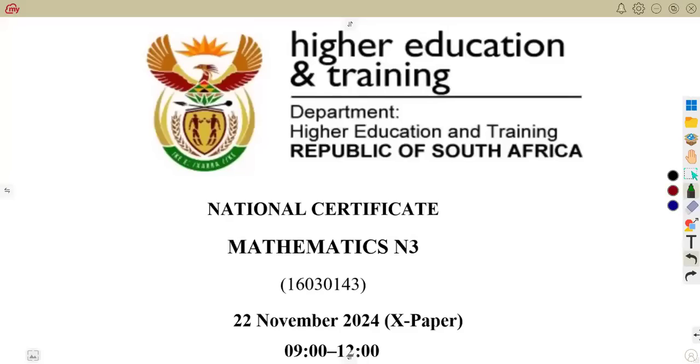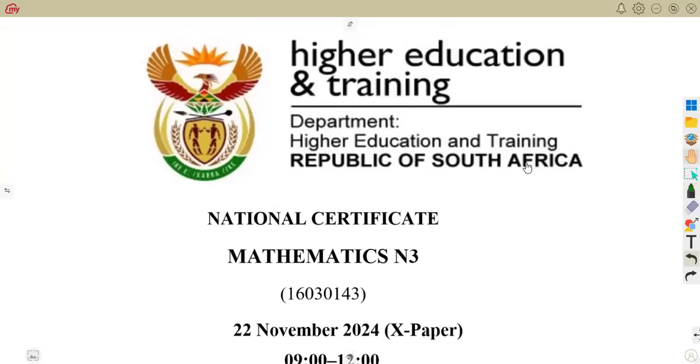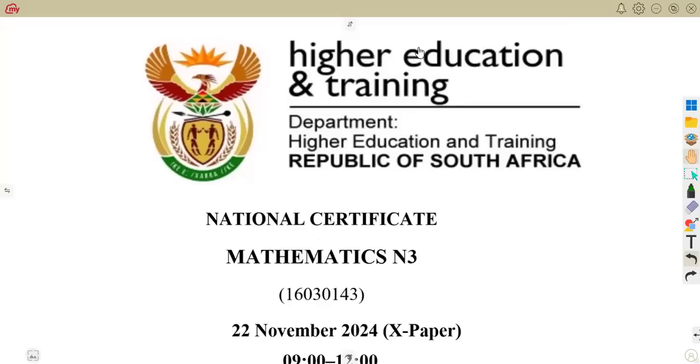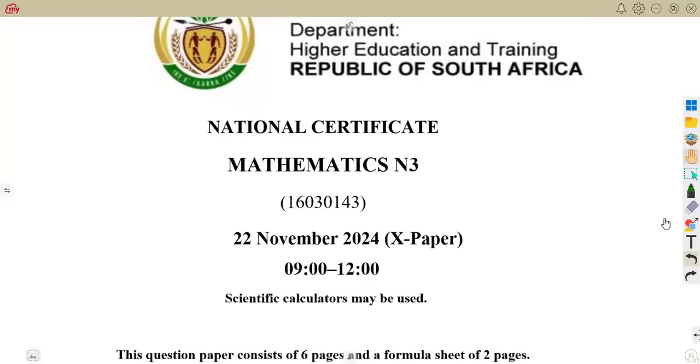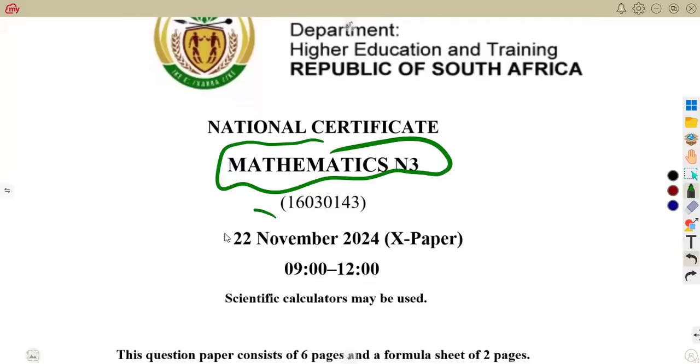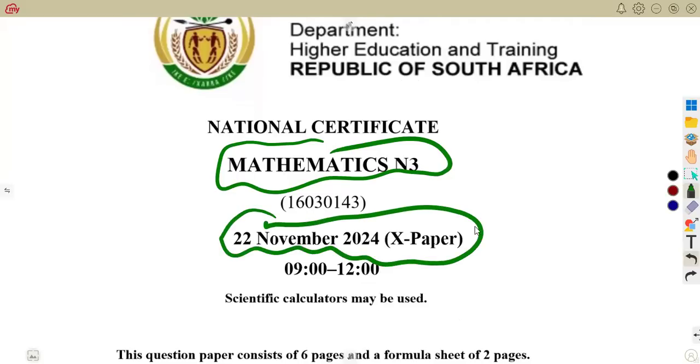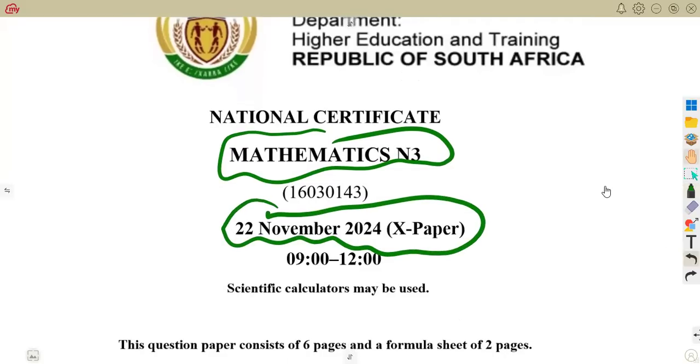All right. So in this case, guys, we are going to consider our typical exam revision. This is actually a full paper revision that we are going to work with for our mathematics N3. This was actually written in November 2024. So guys, we're not gonna waste time.